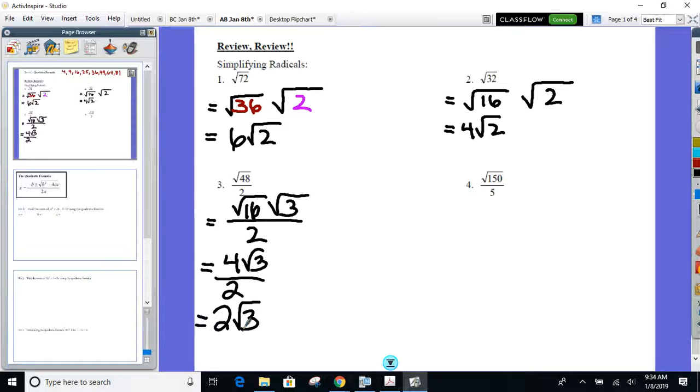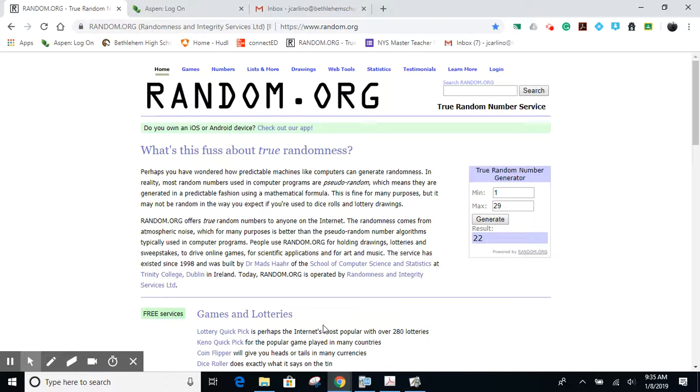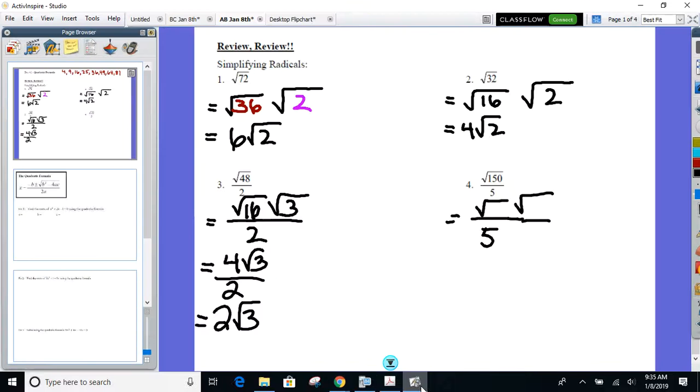All right, number 4, do not try to do 150 divided by 5. One's underneath the radical, the other is not. So let's keep the 5 in the denominator. I'm going to ask somebody to break down 150 for me. Biggest perfect square that goes into 150. When you find that number, let me know.